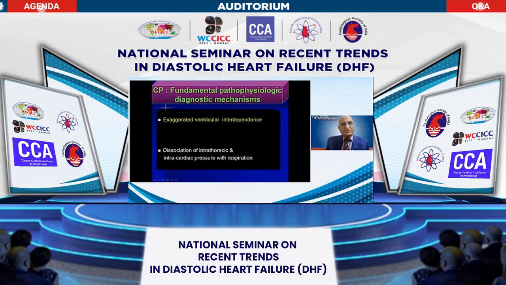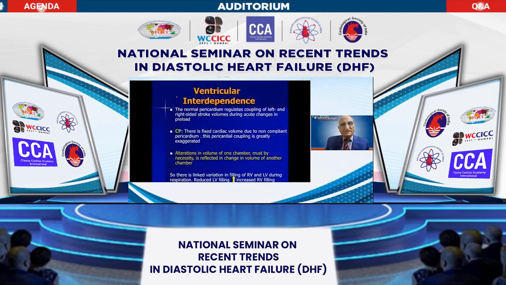However, if you have to diagnose constrictive pericarditis, you have to demonstrate two mechanisms, either by M-mode, 2D, Doppler, anything. One is exaggerated ventricular interdependence. What is exaggerated ventricular interdependence? A normal pericardium regulates the coupling of the left and the right sided stroke volume during changes in preload. That means if the volume is less in one chamber, it slightly increases in the other one. In constrictive pericarditis, there is a fixed cardiac volume due to a non-compliant pericardium, and because it is a fixed cardiac volume, this pericardial coupling is greatly exaggerated.